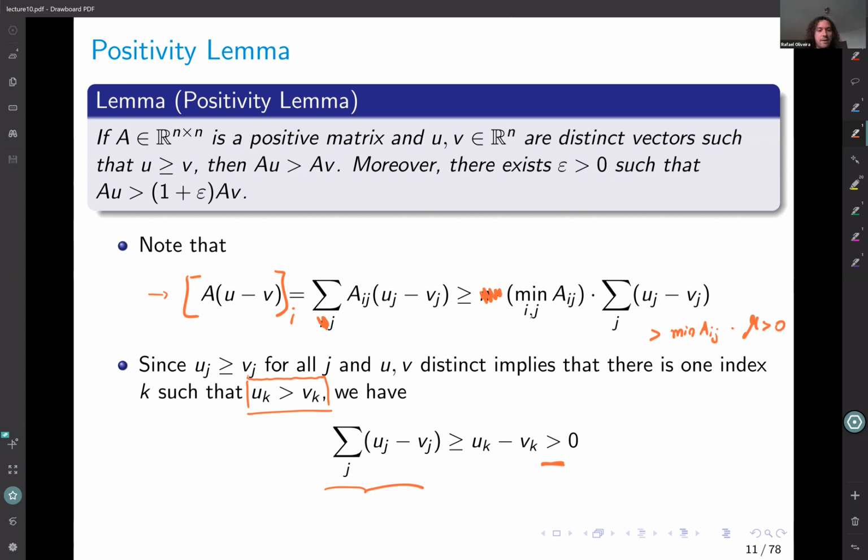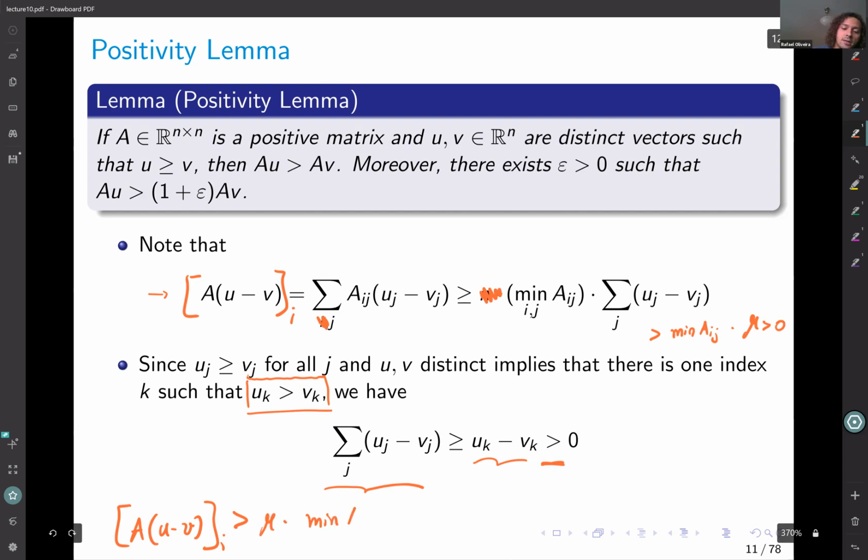So then we just proved that each coordinate of this vector, if I take the ith coordinate, is bigger than 0. And not only did we prove that, but we proved that uk minus vk here is bounded by mu times the minimum entry aij. So there is this kind of constant that is there. So, all right, so then what do we do?